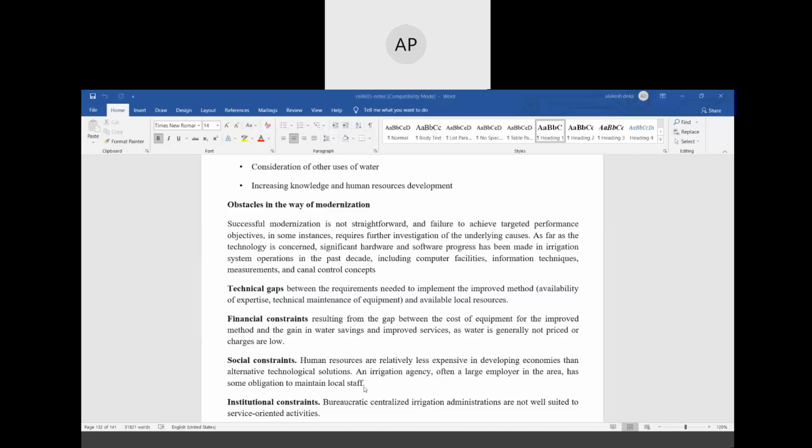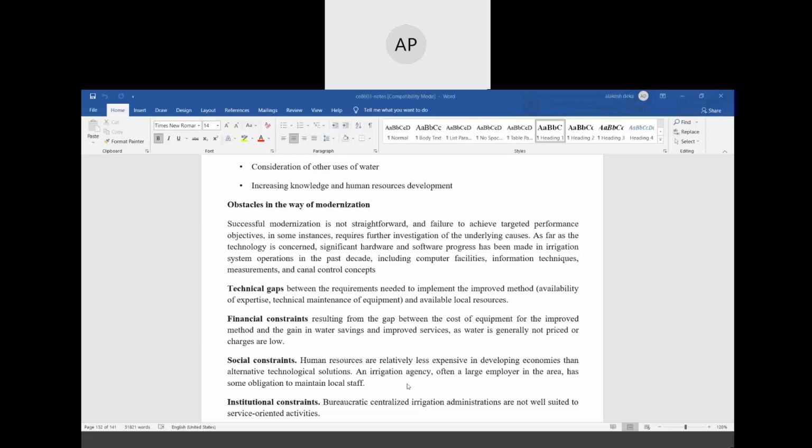Isn't it? Suppose you are going to lay down a canal, align a canal throughout a village. So the villagers may argue with you, because they are not ready to give you the land which you have already proposed, which area is already proposed, isn't it? That may be the social constraint.